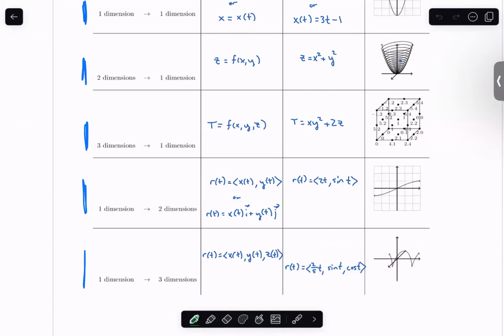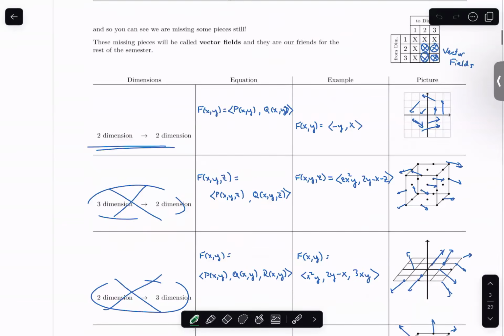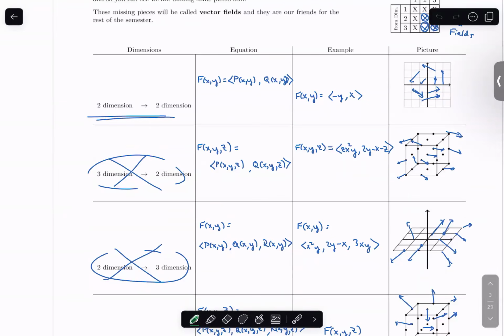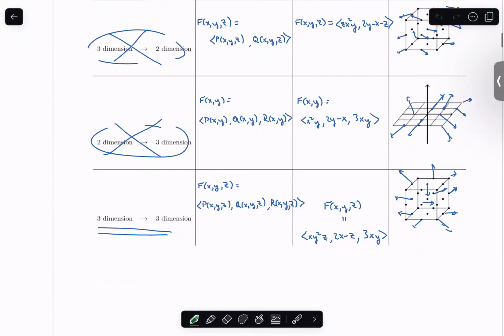We've done a little bit of one dimension into two dimensions or one dimension into three dimensions. Those are going to be planar curves and space curves. And the stuff that's missing is the vector fields. So now we're dealing with two dimensions into two dimensions and largely three dimensions into three dimensions. Those would be the vector fields and are filling in those last remaining bits in the table, I suppose.